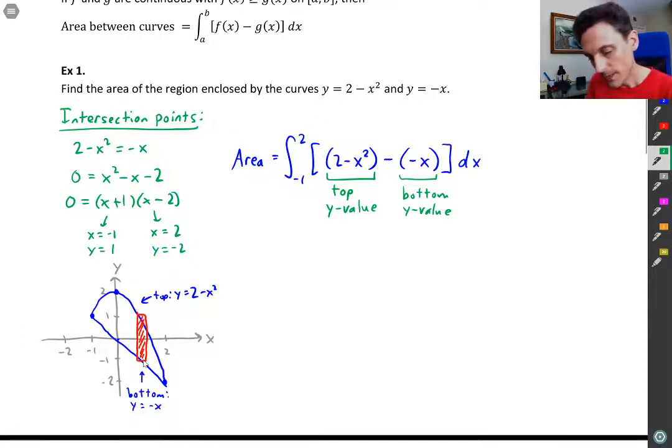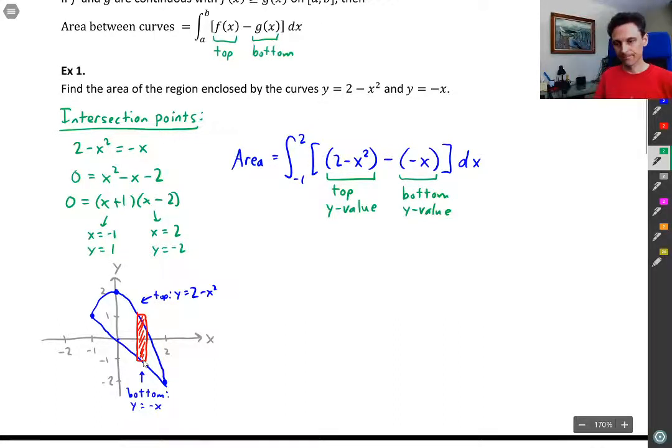In fact, if you wanted to label that over here in our general area between curves formula, you could say this is like top minus bottom. And that matters because if you do the bottom y value minus the top y value, you're going to start to get negative values that you're adding up, negative heights. That's not exactly what we're looking for. We're looking for the positive area between these two curves.